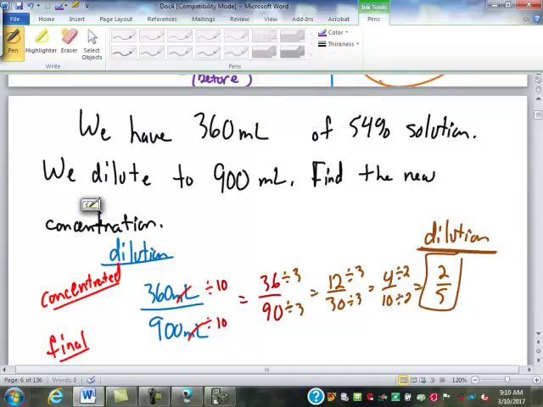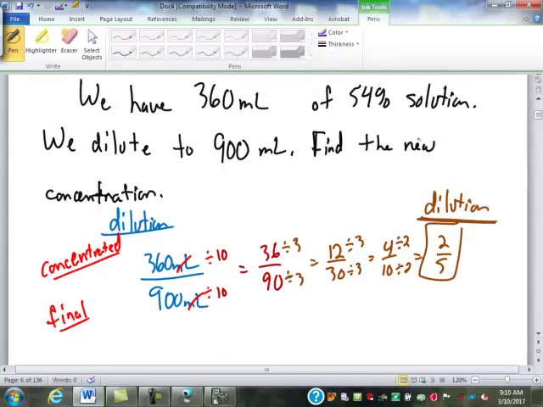So that means we can find our new concentration. Got 2 in 5. What's going to go over on the other side here? You got the 54%. Is that going to go top or bottom?